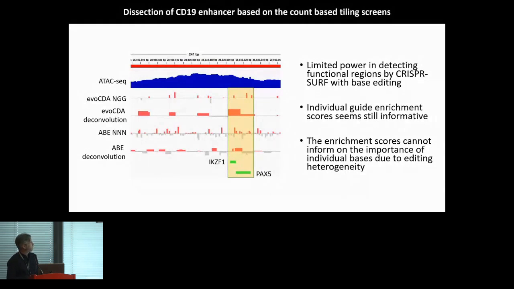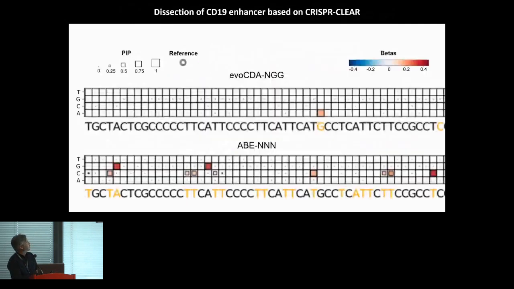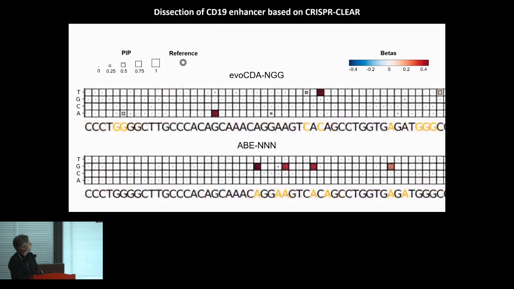If you look at the output of CRISPR-CLEAR, you instead get this beautiful high-resolution map that highlights the importance of each nucleotide. Let me zoom in, because it's really hard to see there. This map shows the reference sequence, and the colored nucleotides correspond to the sites that you can edit. It is rendered in a weird way, so you should see some of this as gray, but you can infer that. Essentially, base editing cannot modify everything.